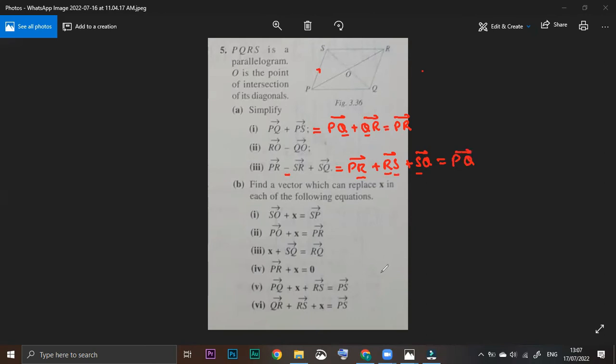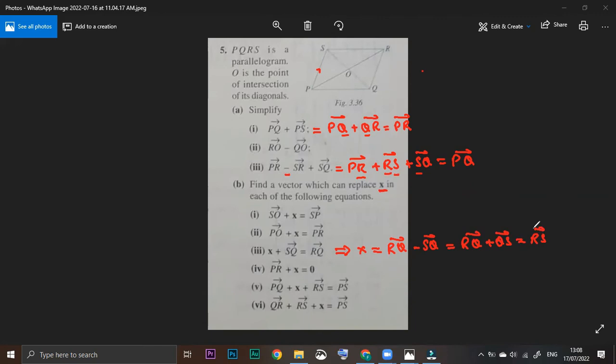Now I want to attempt question number B, part 3. We want to find out the value of x. So I will make x the subject of the equation. X is equal to RQ minus SQ. I will change the direction of SQ to make this one positive. This one is QS, and it is equal to RS.